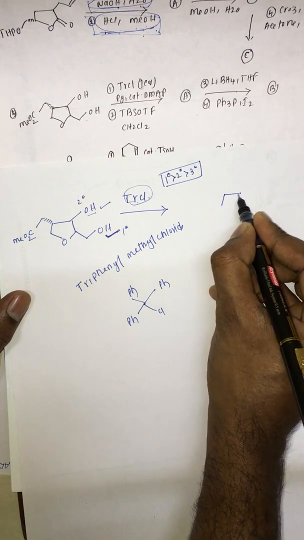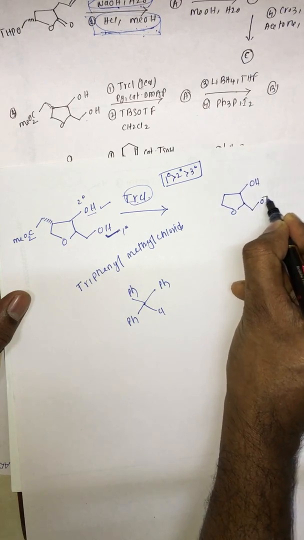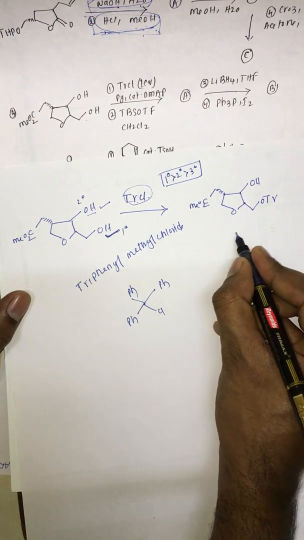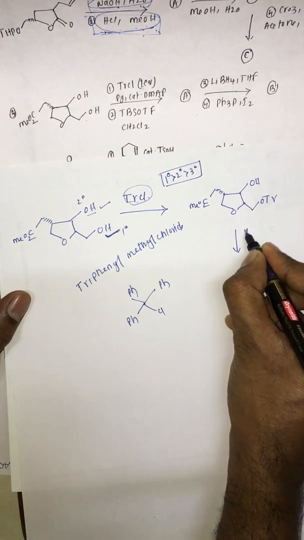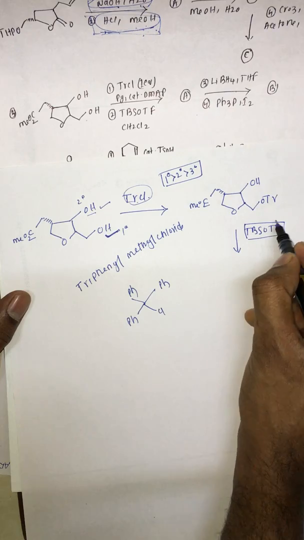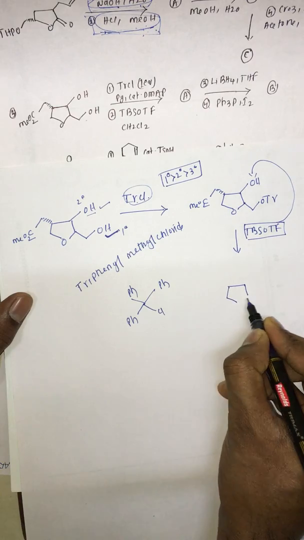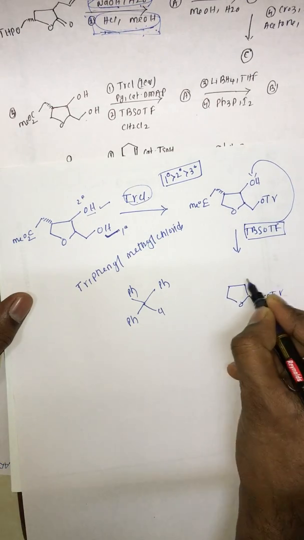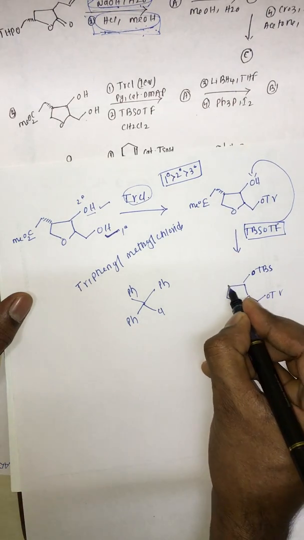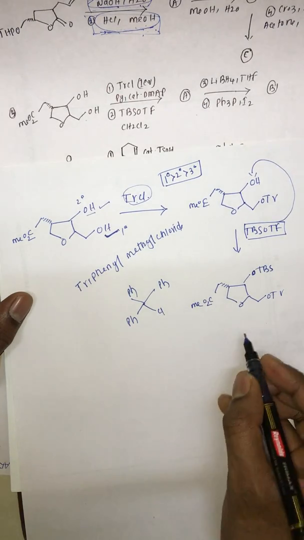So here the product will be OH and this will be OTr, and this CO2Me. So in the next step we have another protecting group, that is TBS triflate. So this is also a protecting group. Now this protects this secondary alcohol. This is OTr, and this is OTBS. Okay, now we have a CO2Me. Okay, so in the next step, this is the product A.